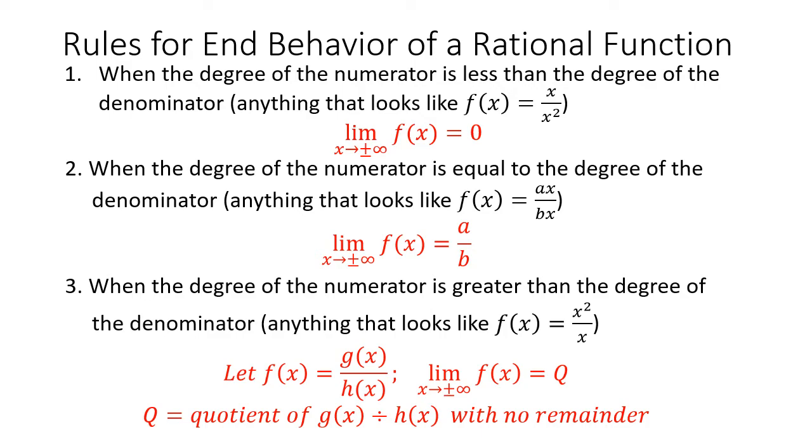If it divided evenly, you'd have a different function, you'd have a hole in your graph, so it's not going to divide evenly. What you'll get is a quotient and a remainder, and what you're going to look at is the quotient, and that quotient determines the end behavior of the function. So let's look at an example of what that means here.